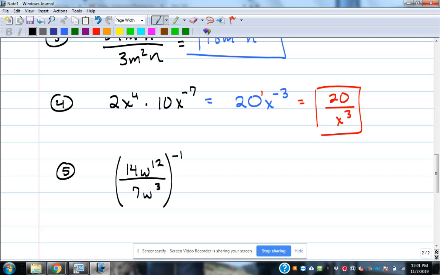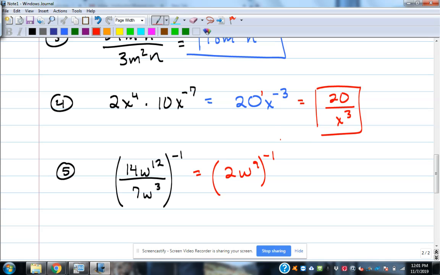I take the approach, on a problem like this one, of looking at it as an order of operations problem. What always comes first in order of operations? Parentheses. So I look on the inside of this and I say, okay, can I do something on the inside of the parentheses? What can I do? 14 and 7. That'll reduce to be 2. And then the rule for the W to the 12th and the W to the 3rd is to subtract them, right? So it'd be W to the 9th.